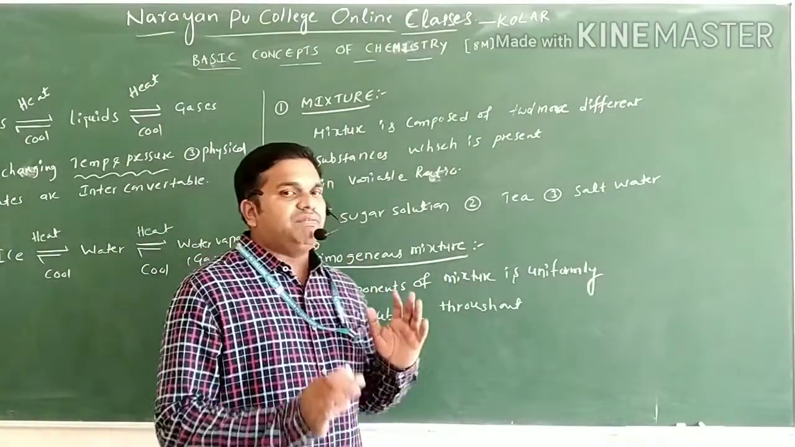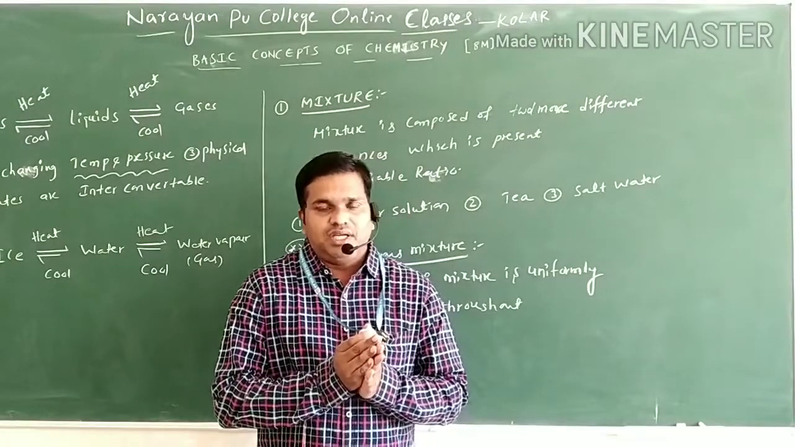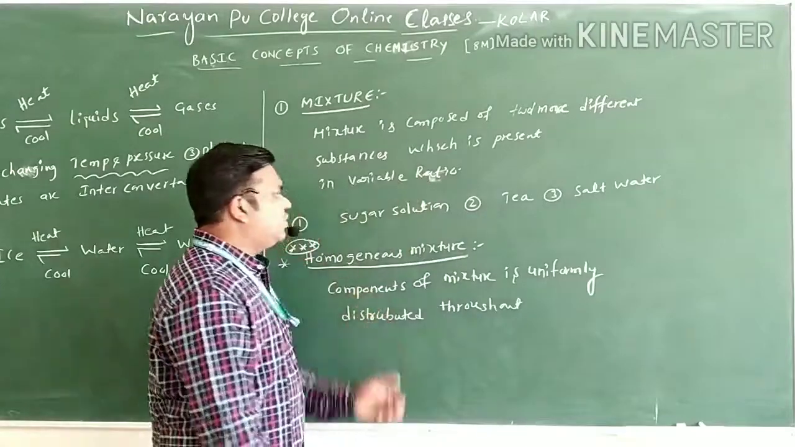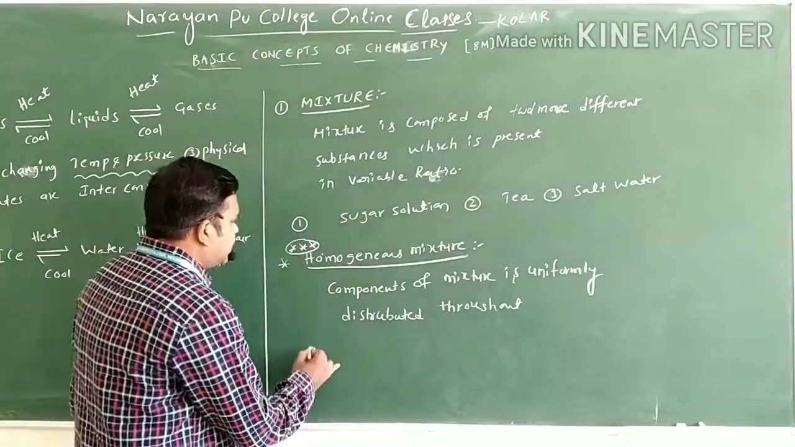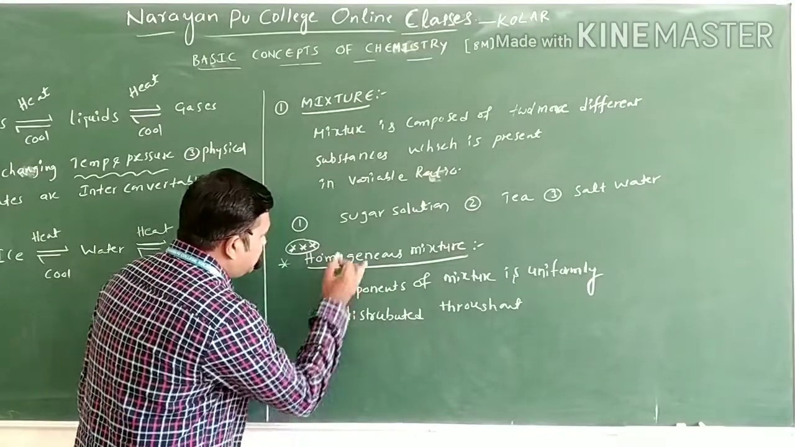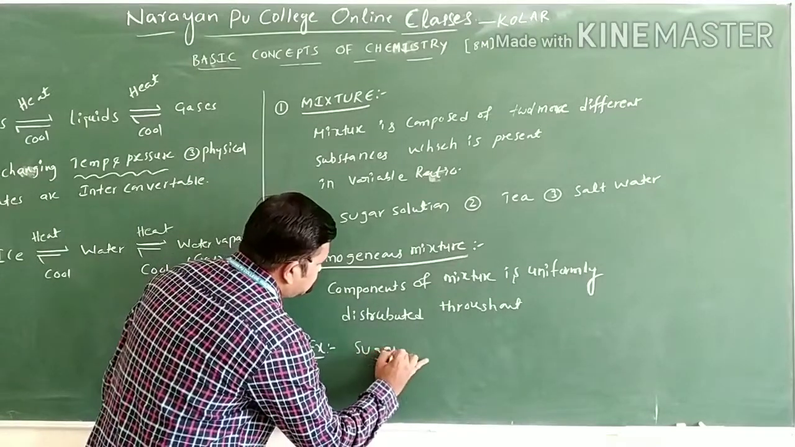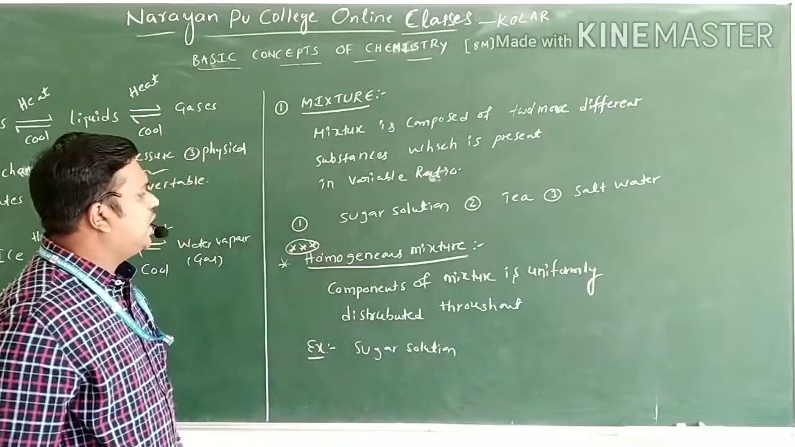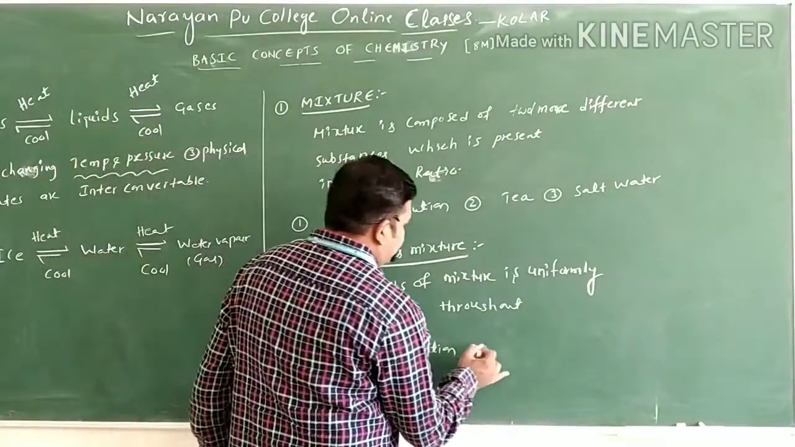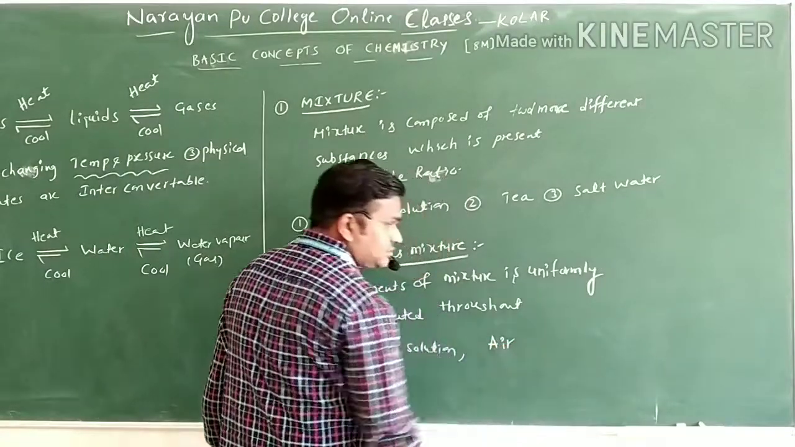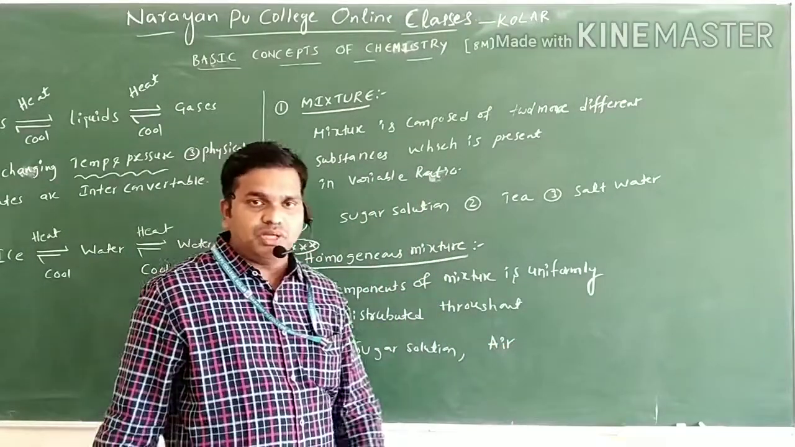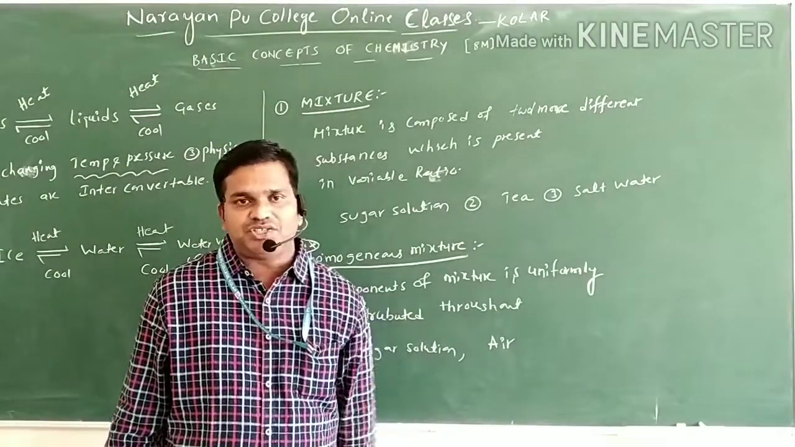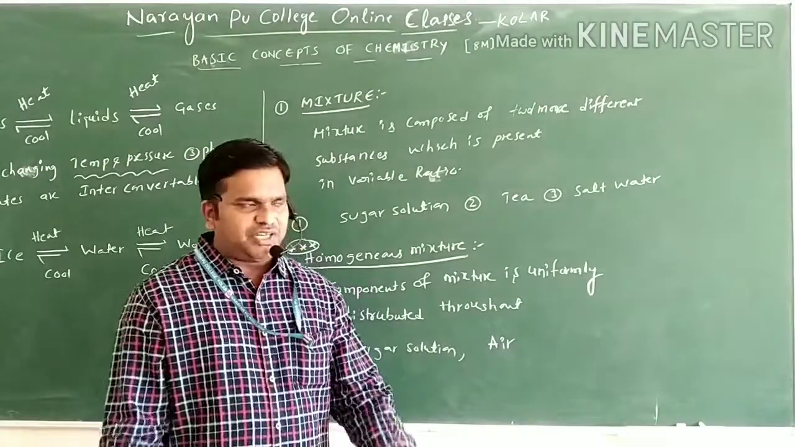Or you can say if two components can form a mixture and are present in uniform composition, that is also called a homogeneous mixture only. So what examples can we take here? Simply we can take sugar solution. Sugar solution is also a homogeneous mixture. And we can take air. Air is a mixture of different types of gases. All the gases can be uniformly distributed, but the percentages are different.